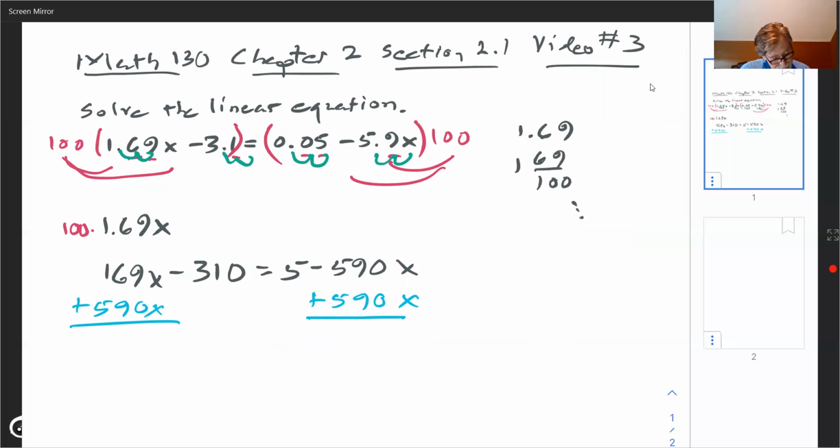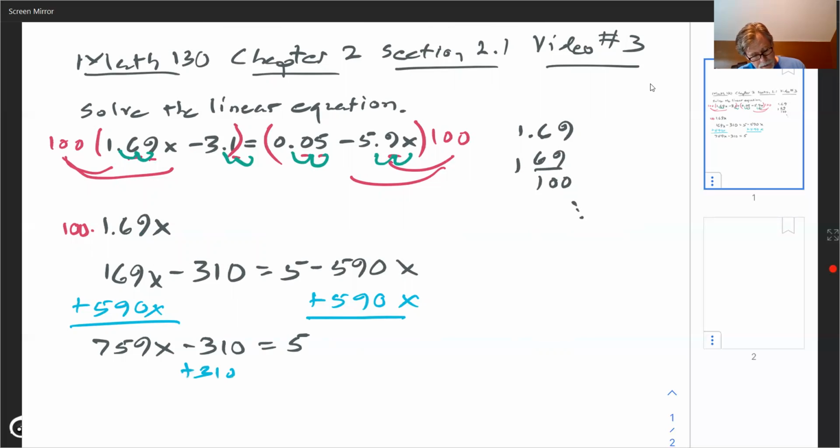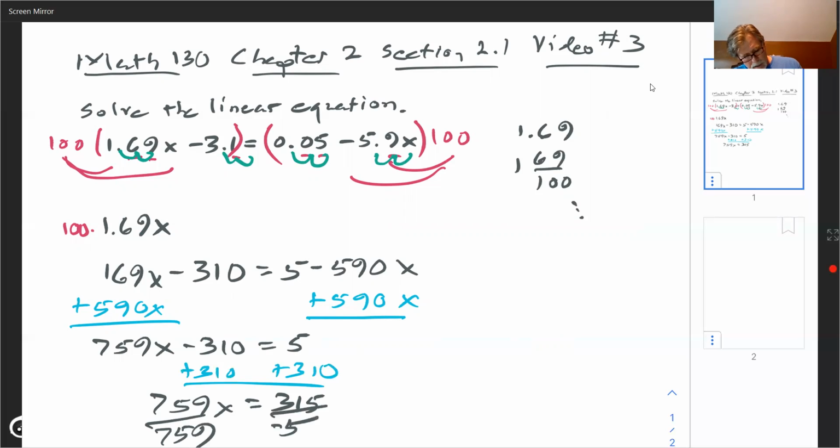This gives us 690, 759. 759x minus 310 is equal to 5. And then, unless there's a mistake here, what we'd have is next to go plus 310 plus 310. And lo and behold, we've got 759x is equal to 315. Do you see a mistake here? Do you see my calculator here? Well, the main thing here, of course, we divide by 759, is we get an answer.